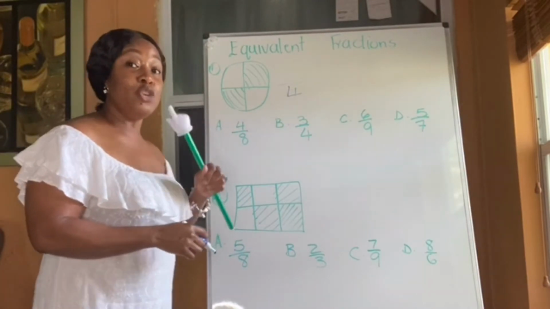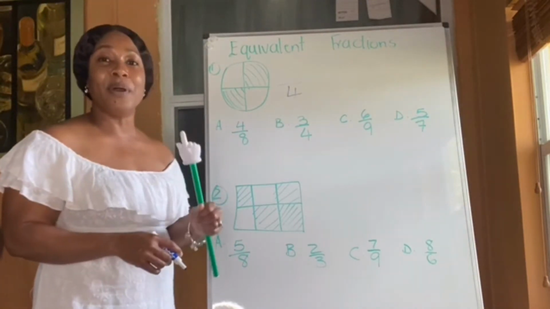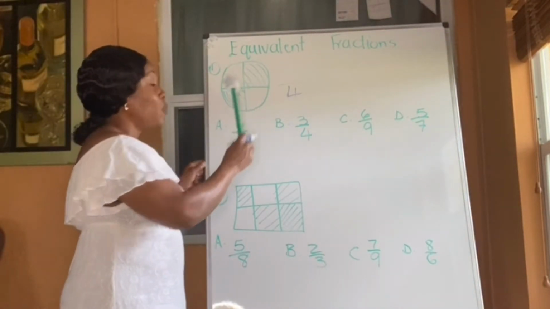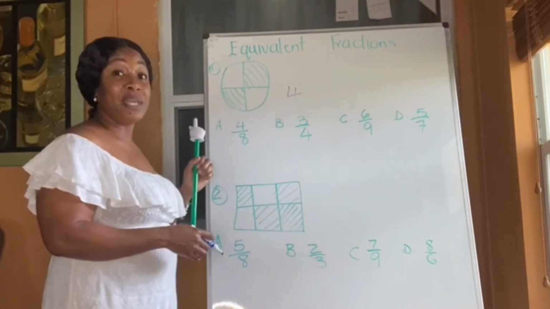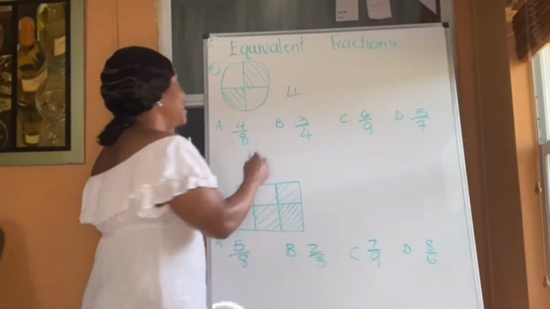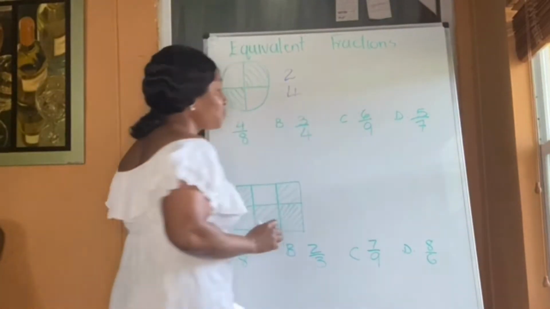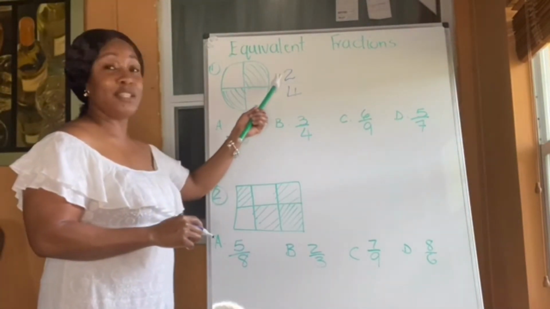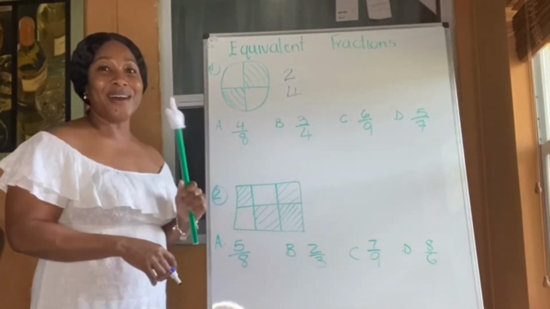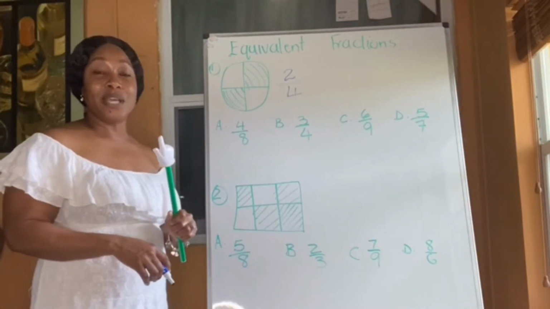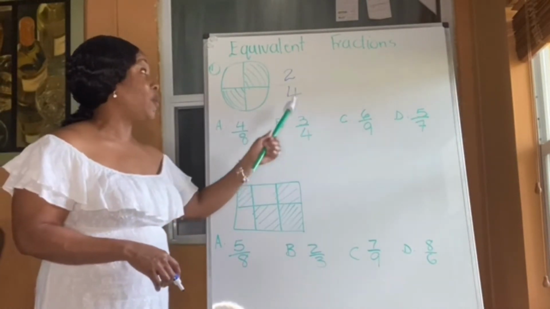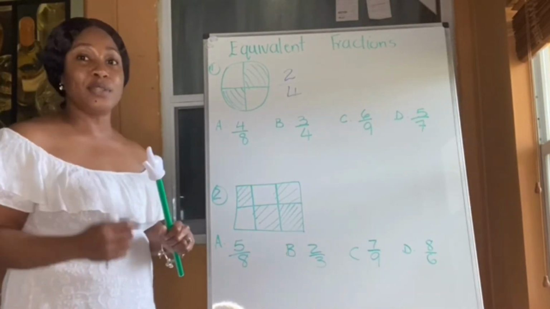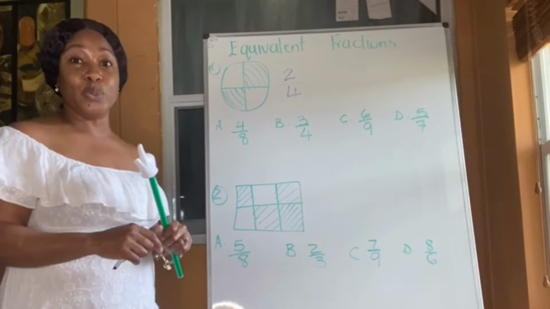Then the numerator tells how many parts of the whole are being considered. Now we have 2 parts shaded, so it simply means our numerator is 2. That tells me that this fraction is 2/4. Now, we need to figure out which of these fractions is equivalent to 2/4. It's easy. There are 2 ways to do that, and I'm going to show you now.